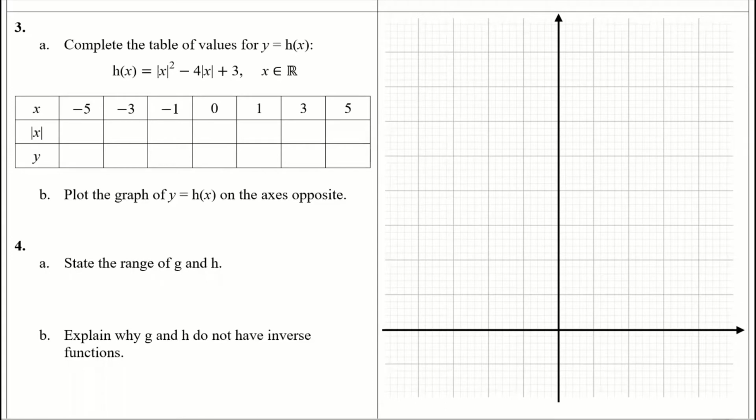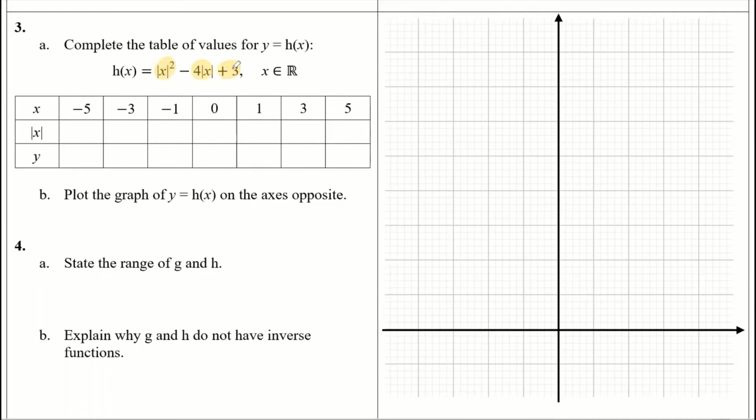Now for question 3, we've got a rather unusual looking function here. So we still have the same terms in a sense. We've still got the x squared, we've still got the -4x, we've still got the +3, but you'll notice that the x's are modulus. Okay, so we need to think about this in a slightly different way. And the way to think of it is, let's draw a table of values just to give us a clear intuition of what's going on.